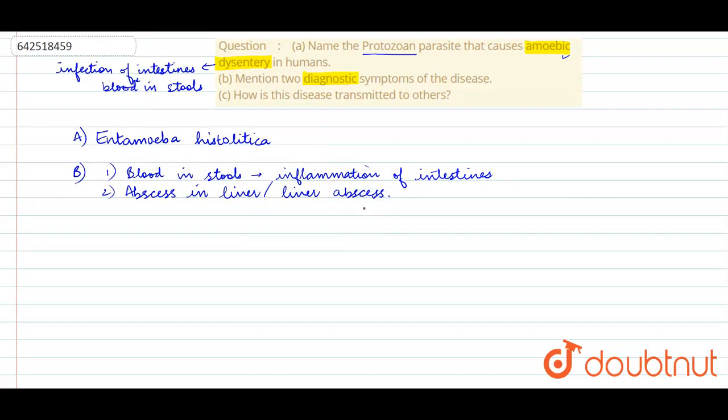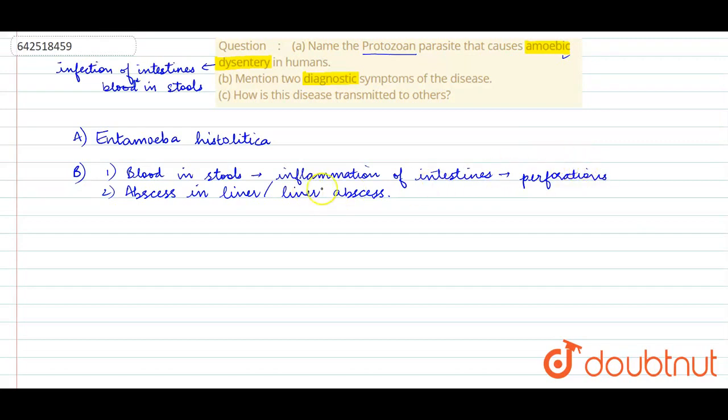Because sometimes Entamoeba histolytica travels from the intestine towards the liver and it causes an abscess. What is abscess? Abscess is the accumulation of pus. And not only just there, it can travel to other systems as well, like the brain, the lungs, so it can spread. Because of this inflammation of intestine, it can also sometimes cause perforations.